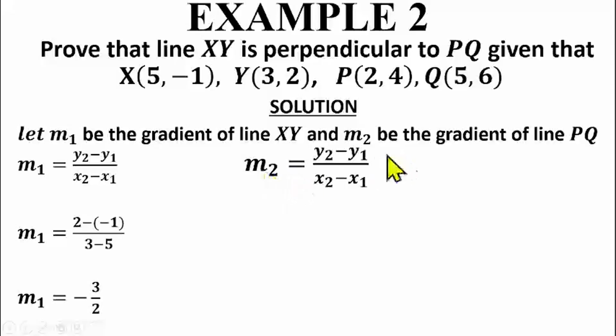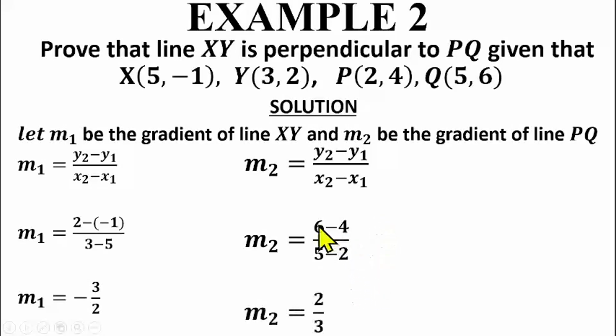Then M2, which is representing the gradient of line PQ, using the formula also y2 minus y1 over x2 minus x1. So our y2 is 6, our y1 is 4, our x2 is 5, our x1 is 2. If you put that in this formula, what will it become? We'll be having 6 minus 4 over 5 minus 2, and if you simplify further, 6 minus 4 is 2 over 5 minus 2 is 3. Then the gradient of the line PQ is 2 over 3.